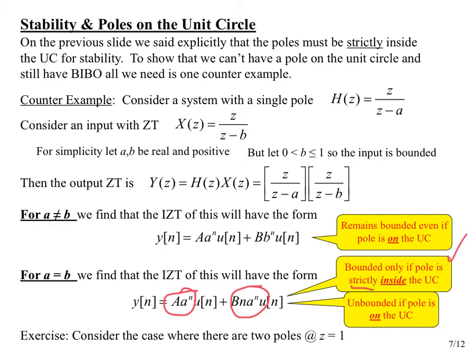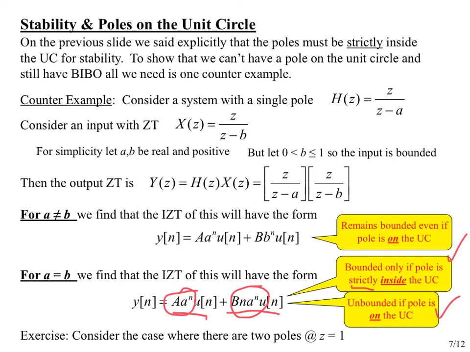Now, what happens if we have a pole on the unit circle? Well, then A would be equal to 1. This term remains bounded. It just becomes capital A times the unit step. But this term becomes capital B times n times the unit step. So it becomes a ramp function at the output, and so the output is unbounded.